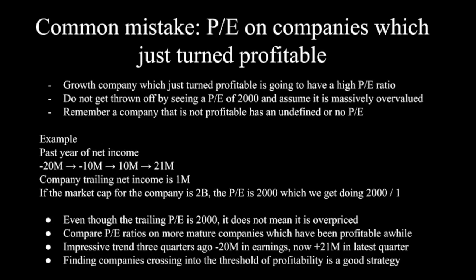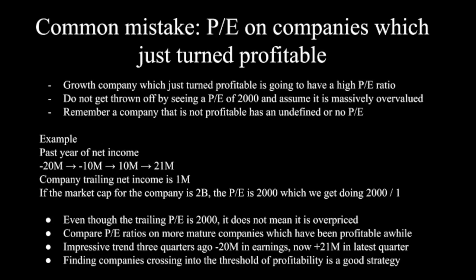We're looking over the past year of net income for a hypothetical company. Four quarters ago, they had negative 20 million of net income, and the next quarter they had negative 10 million. After that, they had 10 million of net income and 21 million of net income in the latest quarter. However, the company's trailing net income over the last 12 months is just 1 million when we sum up all those numbers. And if the market cap for this company is $2 billion, then the price to earnings ratio is 2,000. And we get that by doing 2,000 divided by 1. The 2,000 there is just converting the market cap of 2 billion into millions.